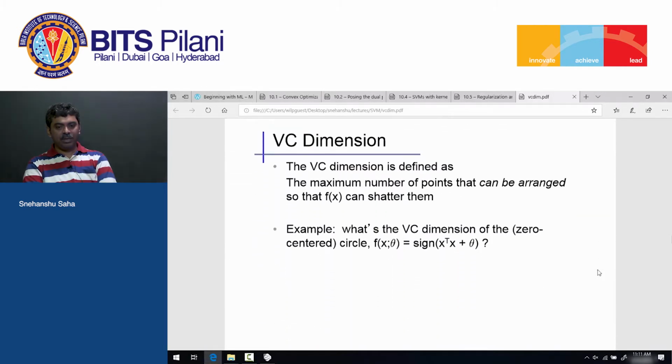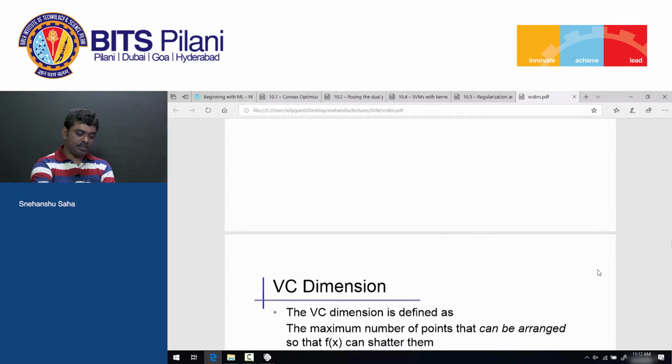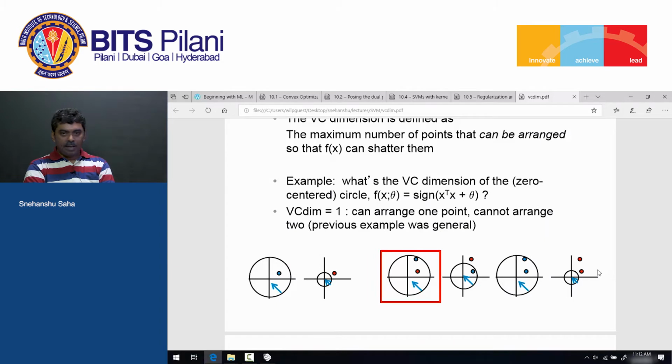So how do we define the VC dimension? It is defined as the maximum number of points that can be arranged so that the classifier can shatter them. So what is the VC dimension of this particular classifier? The VC dimension is 1 because it can arrange 1 point, but cannot arrange 2.